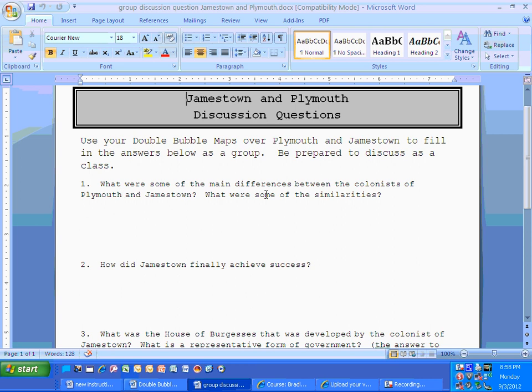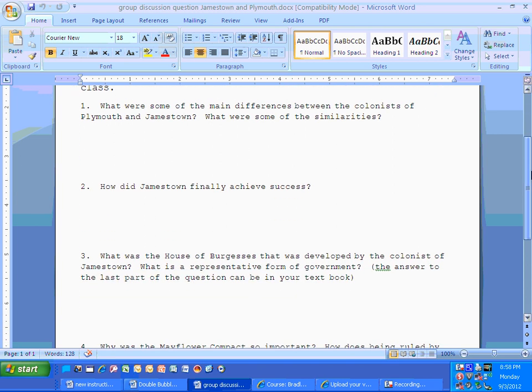Like this one, what were some of the main differences between the colonists of Plymouth and Jamestown? What were some of the similarities? I want you to jot down some thoughts about that. And when we're talking about colonists, we're talking about the people that lived in these two places. Number 2, how did Jamestown finally achieve success? Number 3, what was the House of Burgesses that was developed by the colonists of Jamestown?